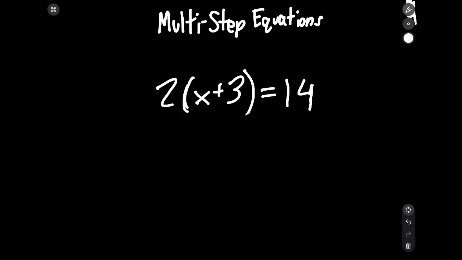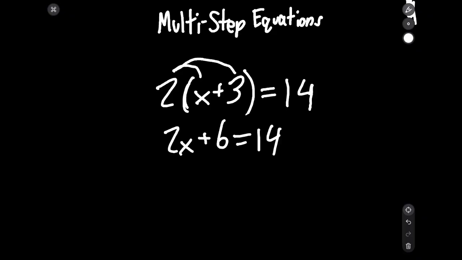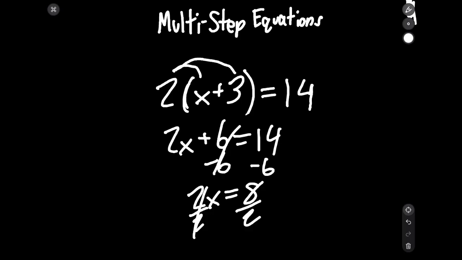For our third example, we have 2 times x plus 3 in parentheses equals 14. First we use the distributive property, so we must distribute 2 to x and 3. So 2 times x is 2x, and then 2 times 3 is positive 6, so plus 6 equals 14. And just like the last problems, we just subtract 6 on both sides, minus 6, and then we get 2x equals 8, and then we divide by 2 to isolate x, and then we get x equals 4.